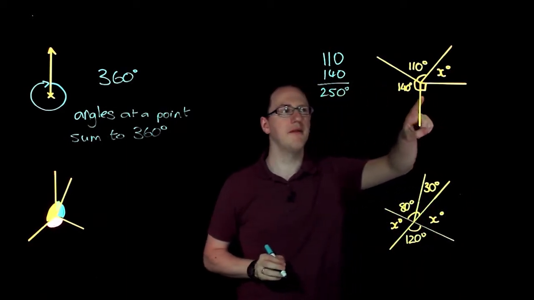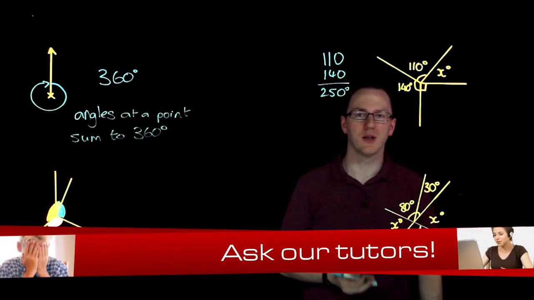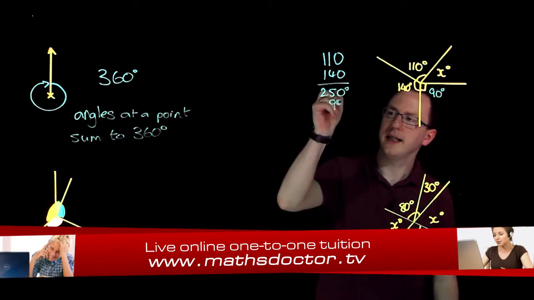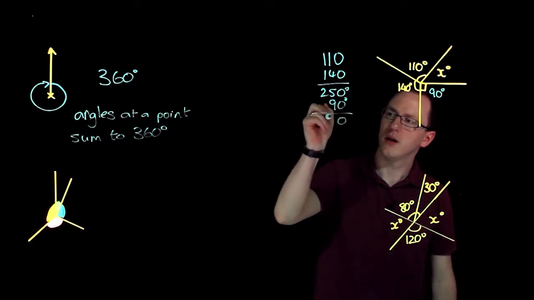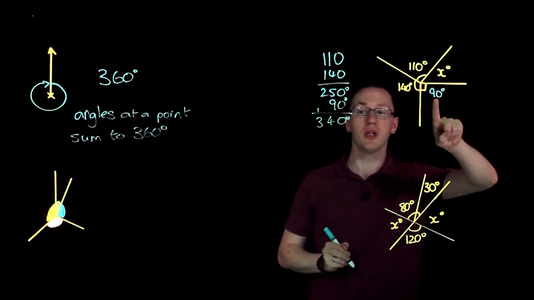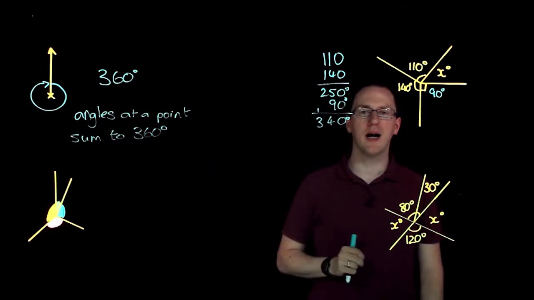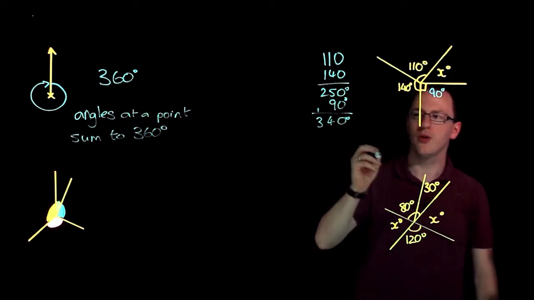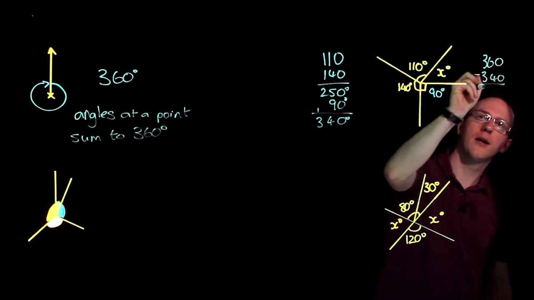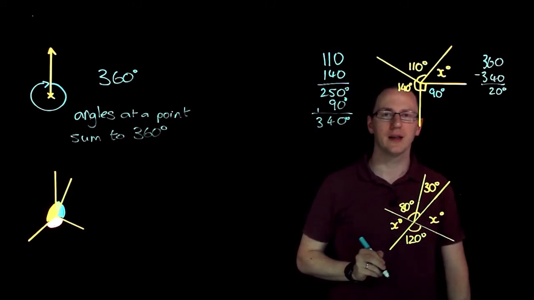And here I have a square or a corner marked on. Now that's a symbol that tells me that that's a right angle, which is 90 degrees. So I'm going to add on 90 degrees here. Which means that these 3 angles sum to 340 degrees. So because the angles at a point sum to 360, I'm going to do 360, take away 340, which leaves me with 20 degrees. So this angle x has to be 20 degrees.